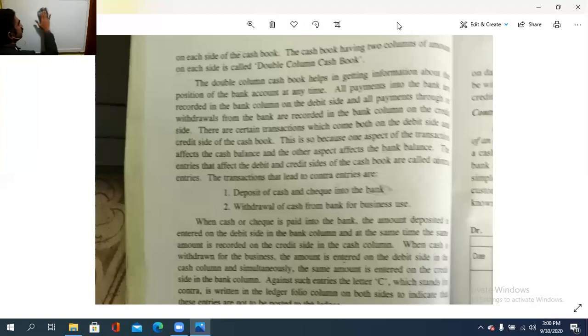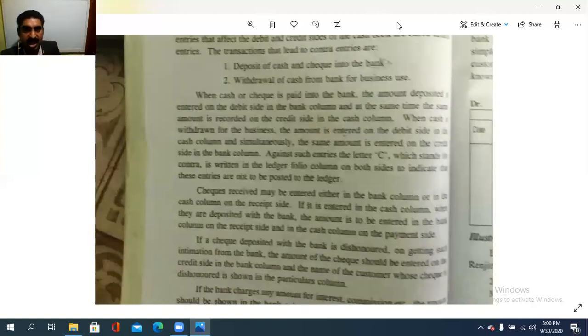Only then should it be a contra entry. When cash or a check is paid into the bank, the amount deposited is entered on the debit side in the bank column, and at the same time, the same amount is recorded on the credit side in the cash column. When cash is withdrawn for the business, the amount is entered on the debit side of the cash column, and simultaneously the same amount is entered on the credit side in the bank column.